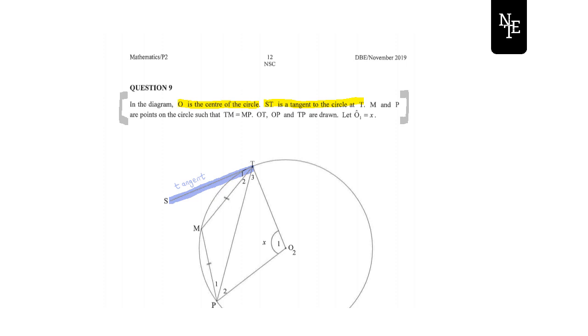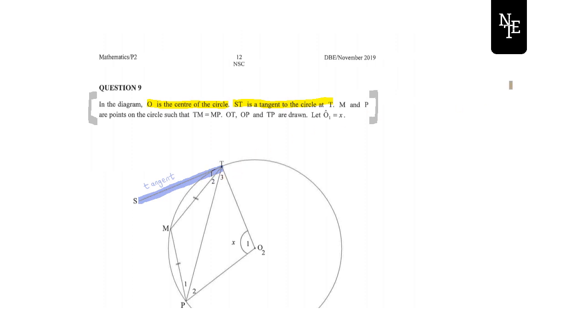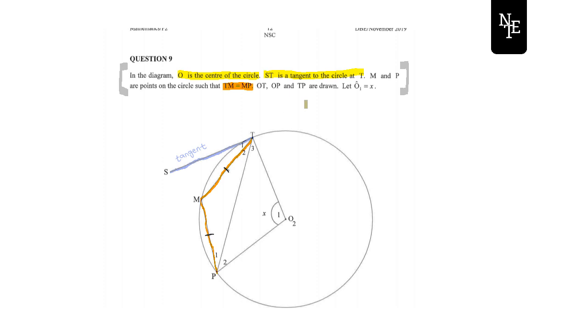When we read further on, they say that M and P are points on the circle. That just means that M and P are on the circumference of the circle, such that TM is equal to MP. So we have two equal chords. Let us just indicate that.